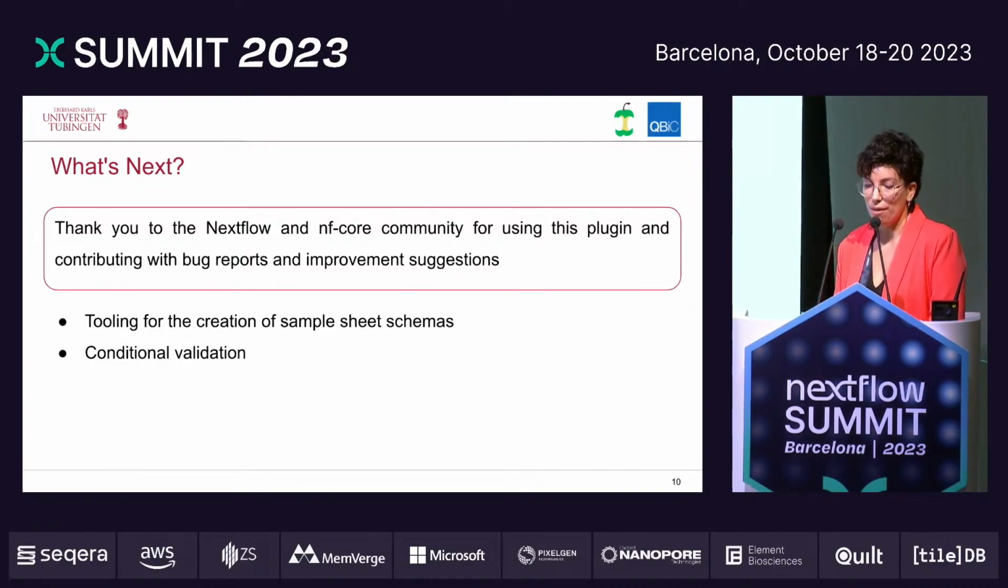First of all, our plan is to provide some tooling to create these sample sheet schemas, because currently nf-core tools provides tooling to create the Nextflow parameter schemas, but not the sample sheets. And finally, this conditional validation, which will be very useful for several pipelines where they need to validate some parameters. So the validation of some parameters depends on the value of other parameters.